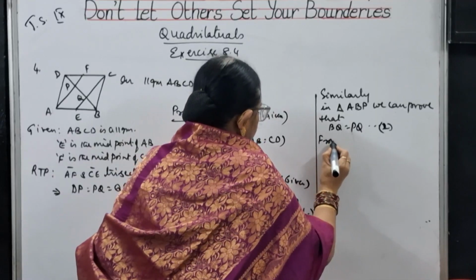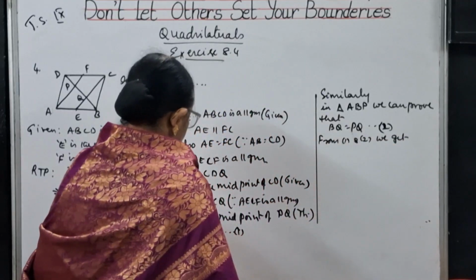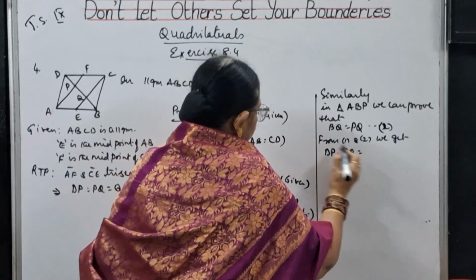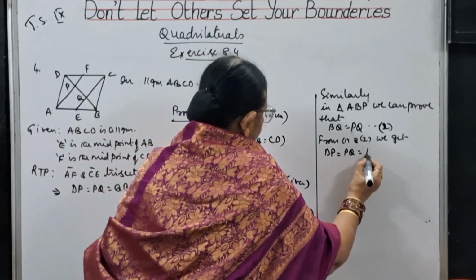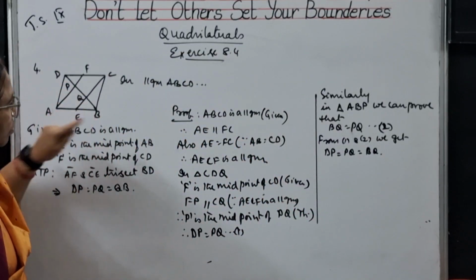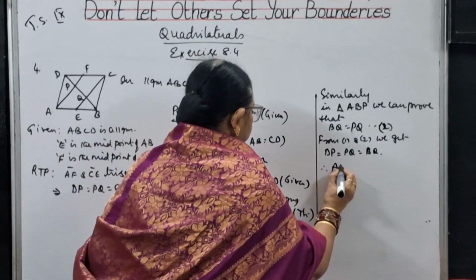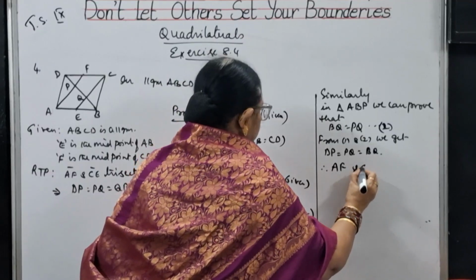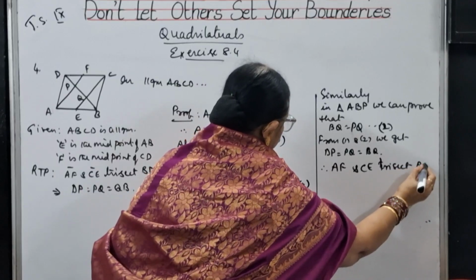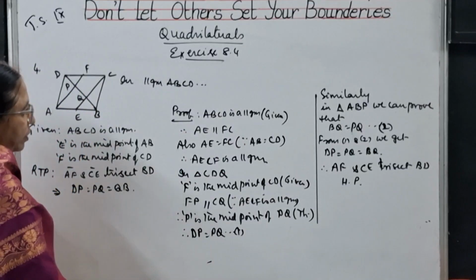So from 1 and 2 we get DP is equal to PQ is equal to BQ, or QB. Therefore, what you can say, AF and CE trisect BD. Hence, proved. This is the proof, children.